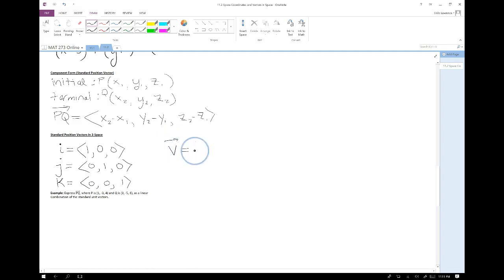With these standard unit vectors, we can, just like we did before, take a vector that's written in component form and very easily write it as a combination of our standard unit vectors. Those components just serve as our coefficients, telling us how far to move in each direction.